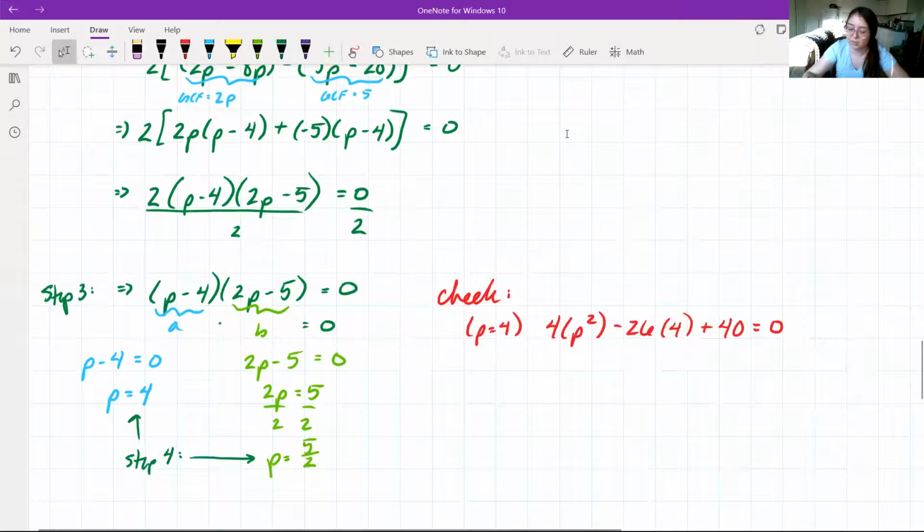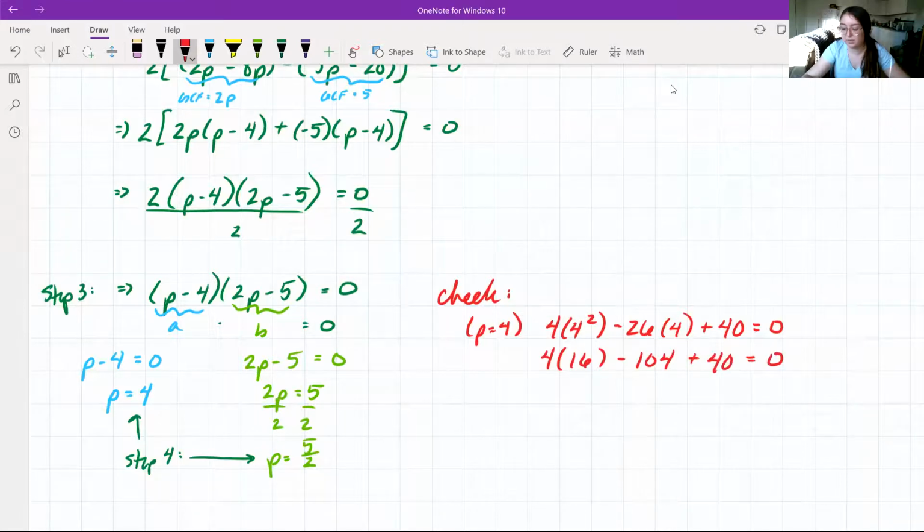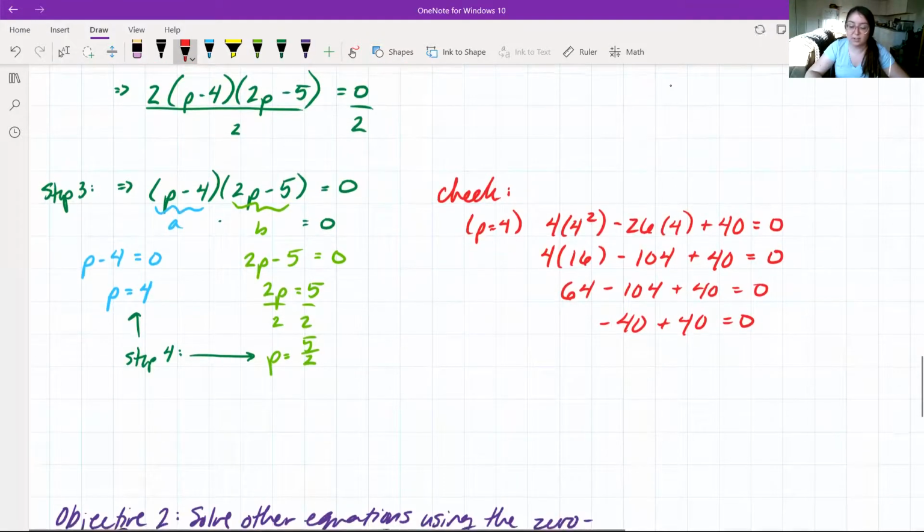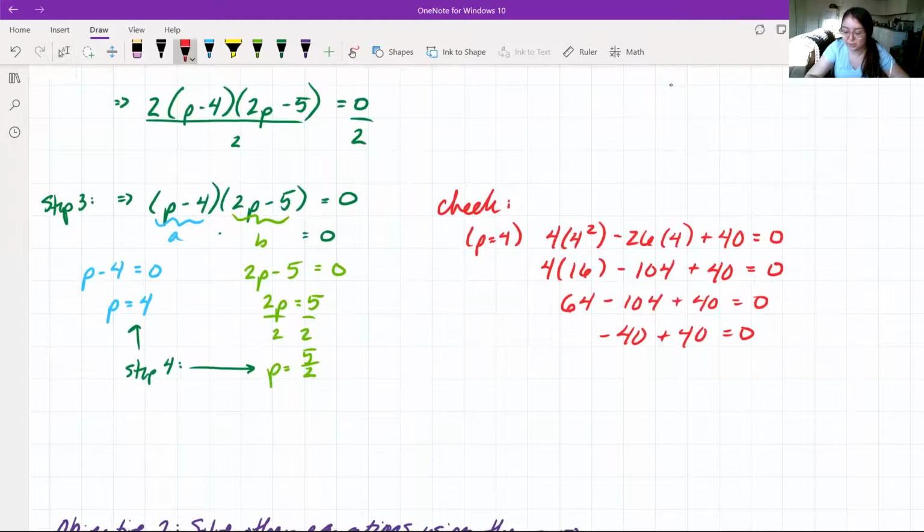Well, that's 4 squared. So we'll get 4 times 16 minus 104 plus 40, which we're saying is equal to 0. 4 times 16 is 64 minus 104. 64 minus 104 is negative 40, plus 40 is equal to 0. So p equals 4 is definitely a solution. Now let's try p is equal to 5 halves.